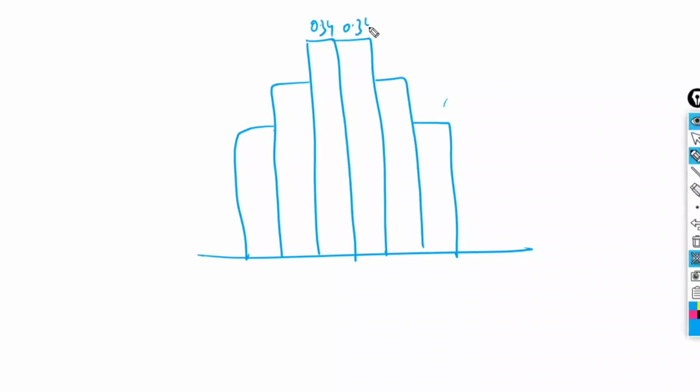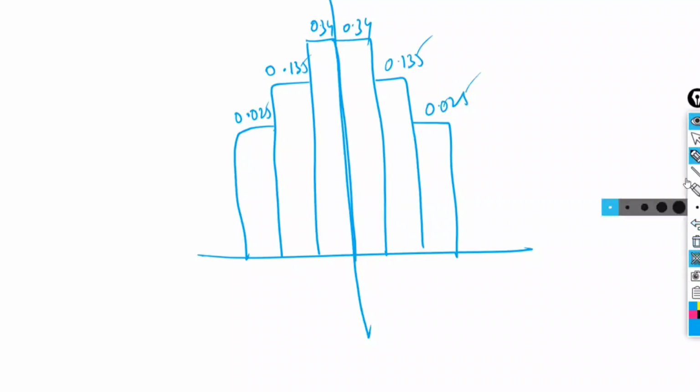0.34 is the probability, 0.34. This one is having 0.135, 0.135 is the probability, 0.025 and 0.025. Okay, now it is a symmetrical distribution. So the left side and right side from the center value are the same. It is forming a symmetrical distribution, and the center value is mu.